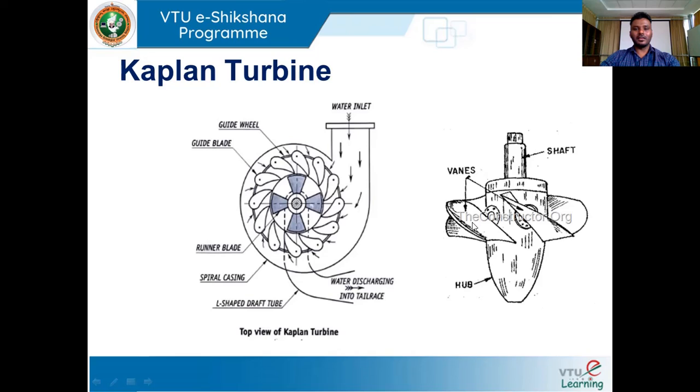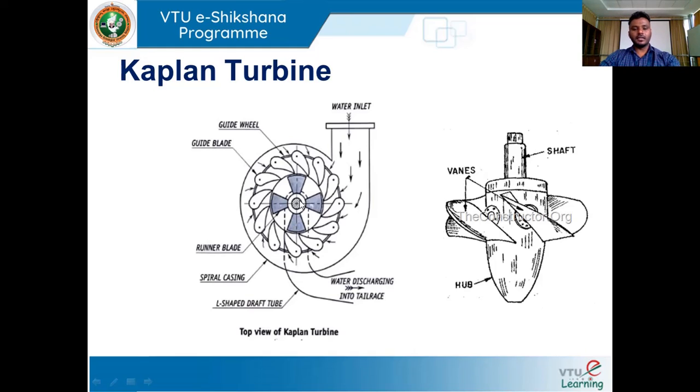So in the case of a Kaplan turbine, even the vanes or runner blades can be adjusted to the required angle just to extract the maximum benefit out of it. That means to have the highest efficiency or maximum efficiency. So depending on the flow rate, this runner blade angle can be adjusted with the help of a suitable mechanism. So that's the only difference between the Kaplan turbine and a Francis turbine.